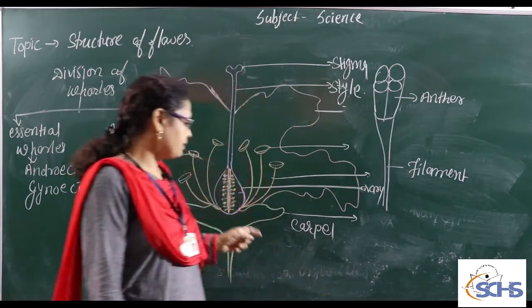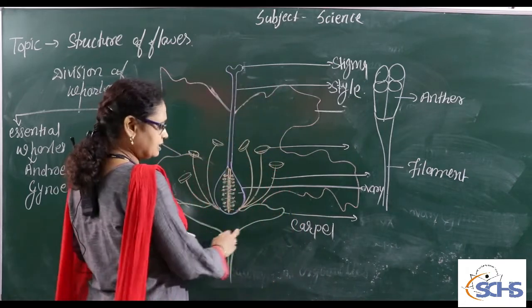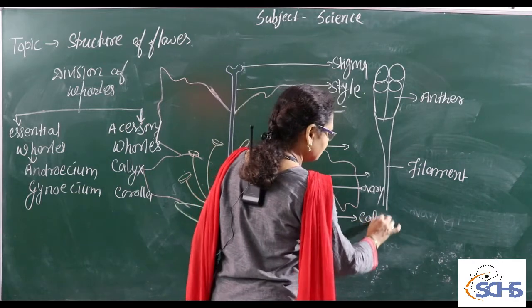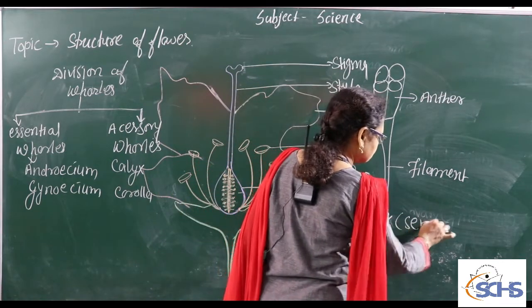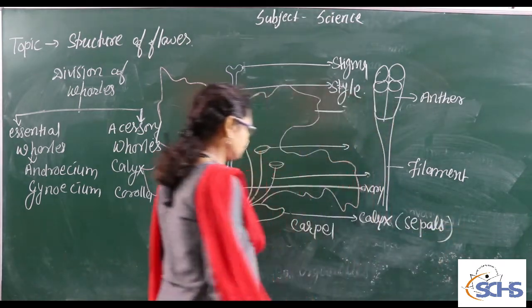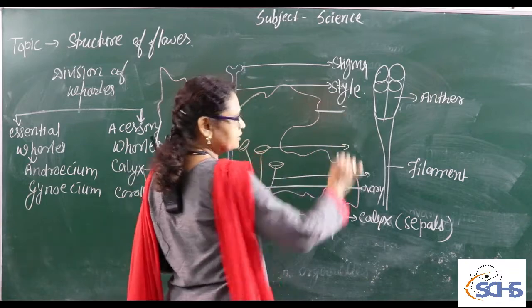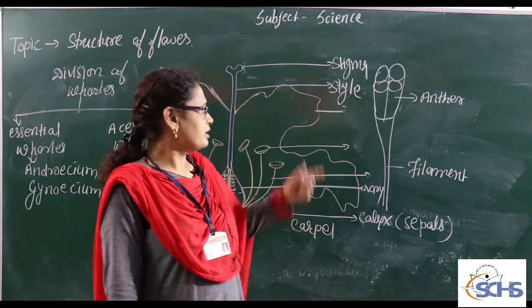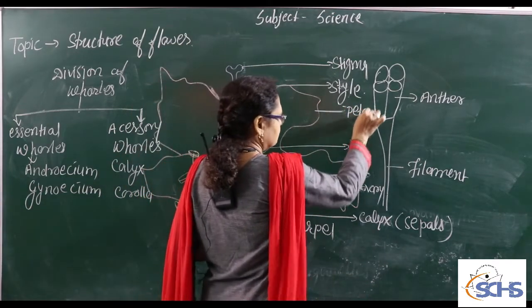Like that, the calyx is the green part present on the outer side of the flower. The member of a calyx is known as a sepal. What do we call it? Sepals. And the colorful part of the flower is known as the corolla. Okay. And the member of a corolla is known as a petal.